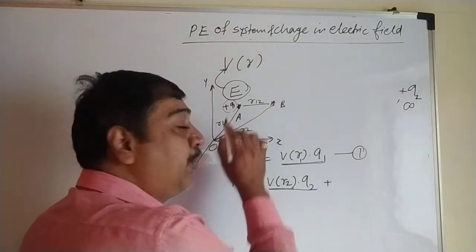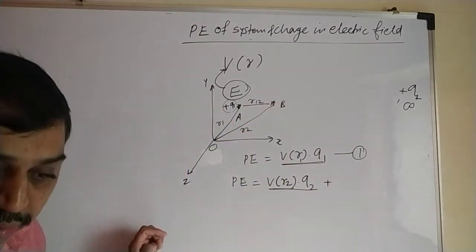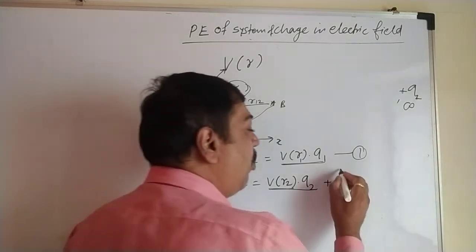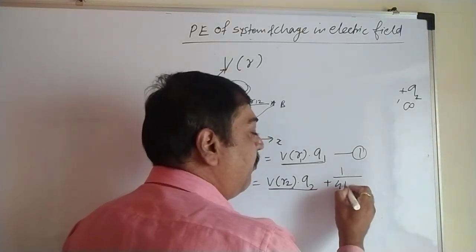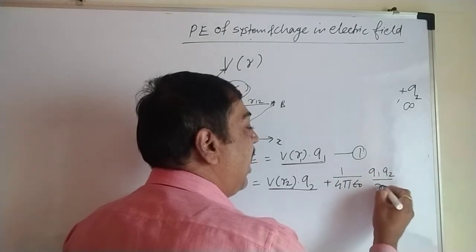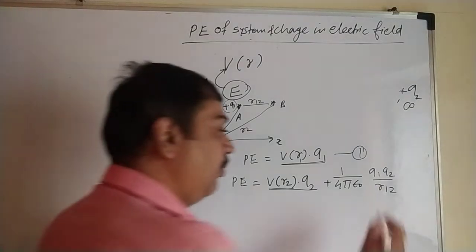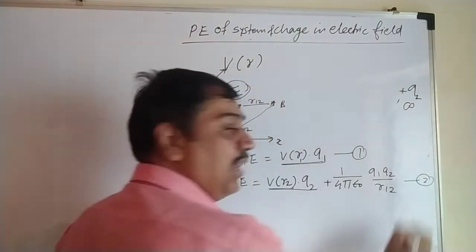Plus what? Due to charge q1 we have to write the electric field, and that is nothing but 1 divided by 4 pi epsilon 0, q1 q2 divided by r12. If you remember, we already derived this in the last period.